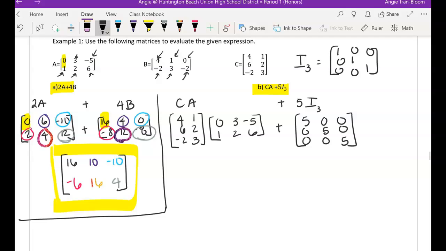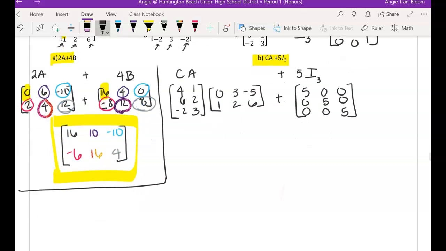Next. What's going to take a lot of work would be the C times A, okay? All right, here we go. And I'm going to write everything out very slowly. I would need a ginormous matrix for doing the work of C times A.